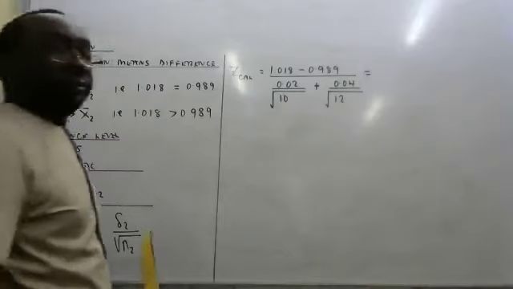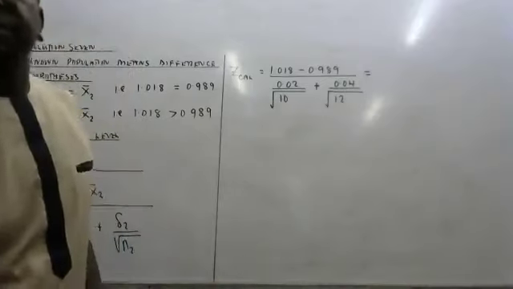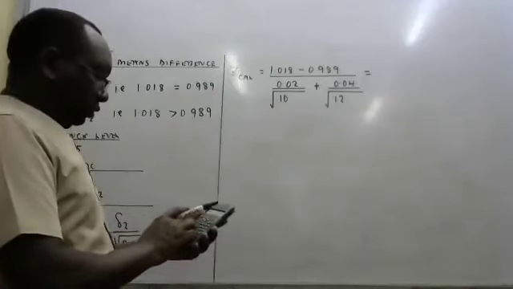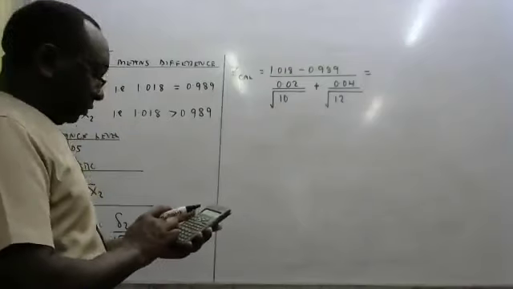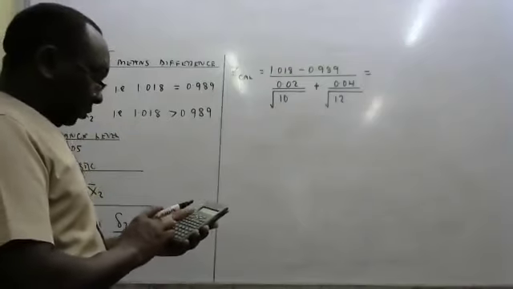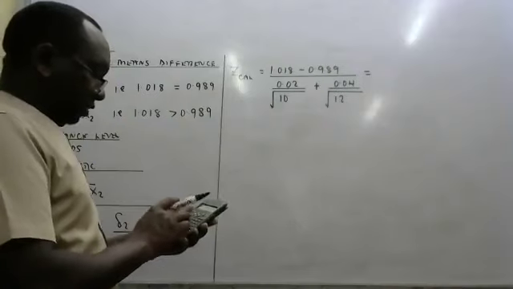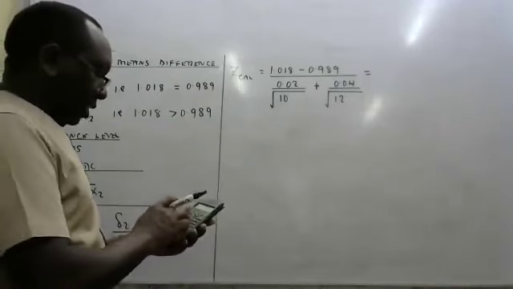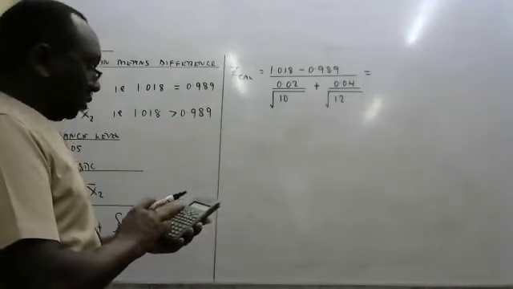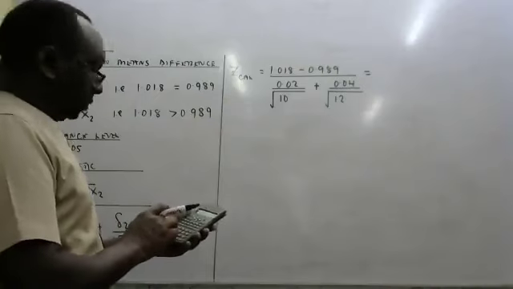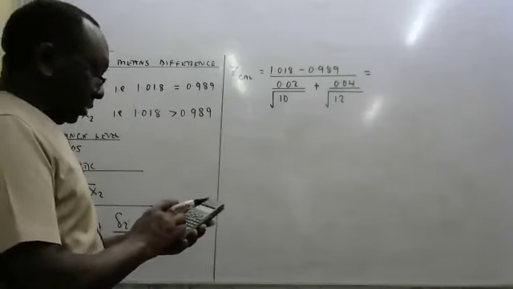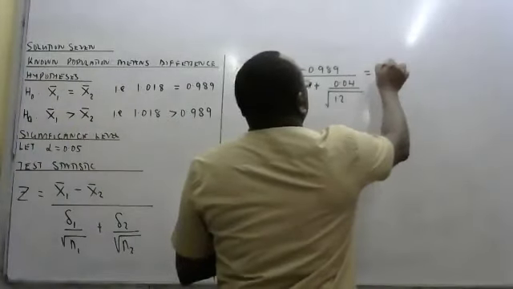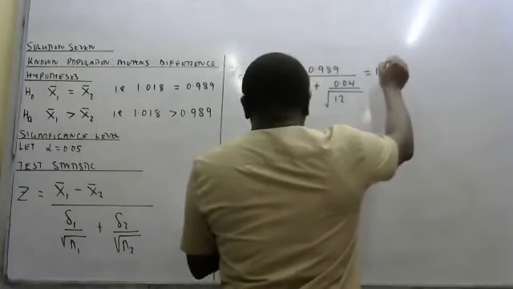So what have you gotten? 0.02 divided by the root of 10 plus 0.04 divided by the root of 12, equals inverse, multiplied by 1.018 minus 0.989, getting 1.623.